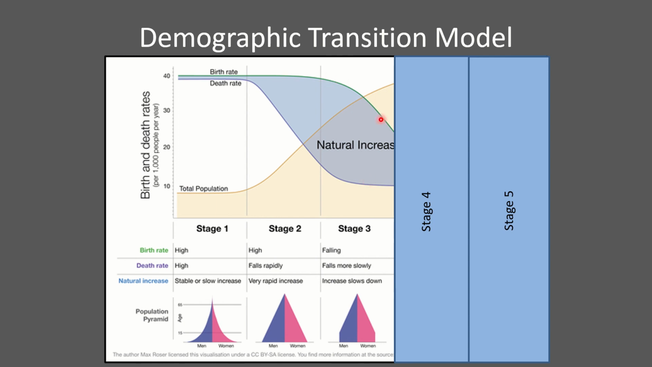What is the birth rate doing? What is the death rate doing? What is the overall population doing? For each description, you'll get a mark. Then you might also be asked to explain why these things are happening.